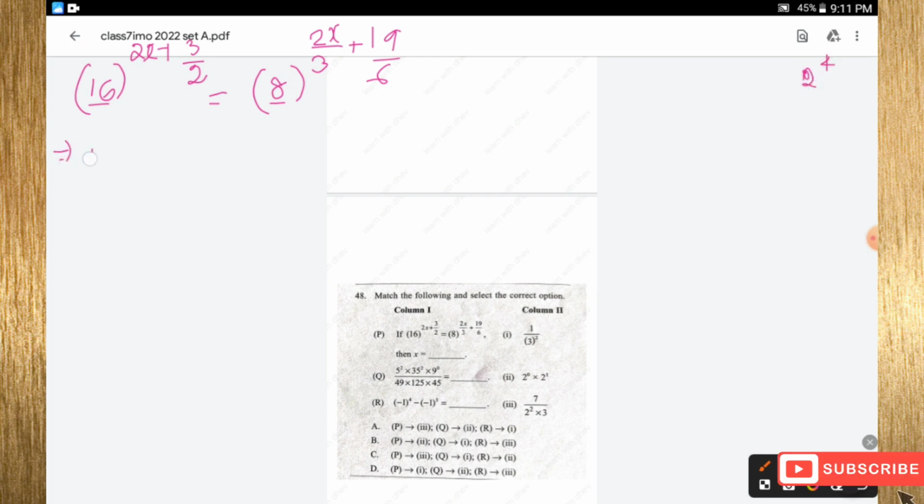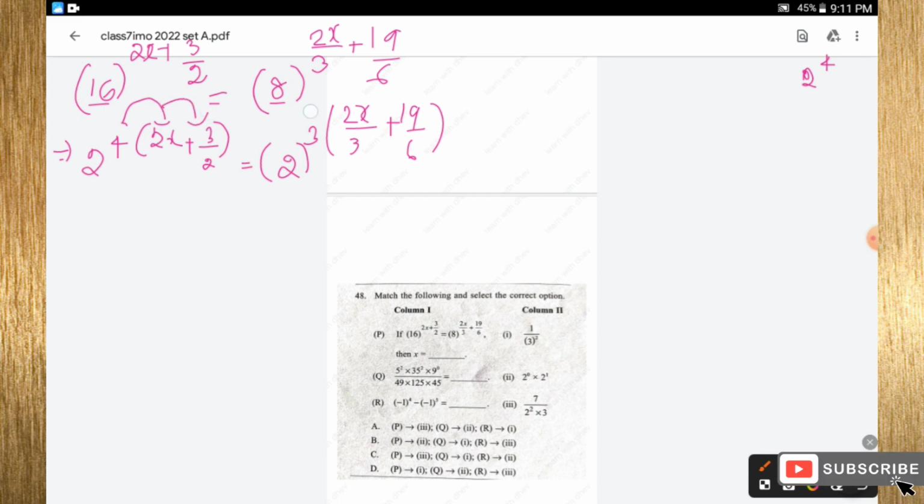So here we will write 2 to the power 4, and we already have 2x plus 3 by 2 in powers, right? Then 8 is written as 2 cube, and we already have powers 2x by 3 plus 19 by 6. So what we do is we will multiply the 4 with this power, and 3 with this power. So just remove the bracket first. 4 multiplied with 2x is 8x.